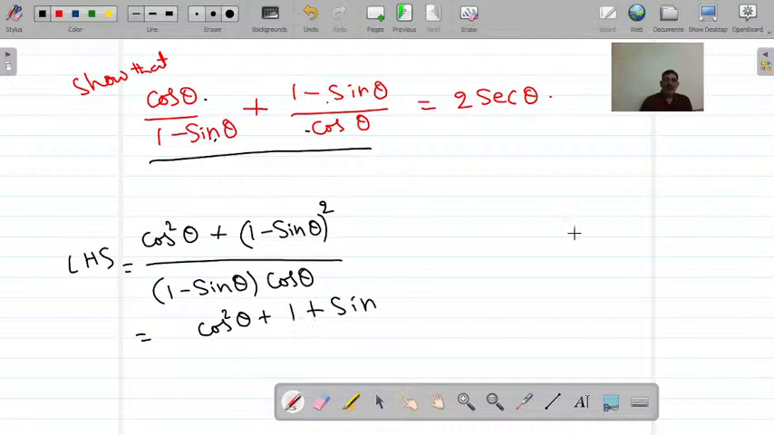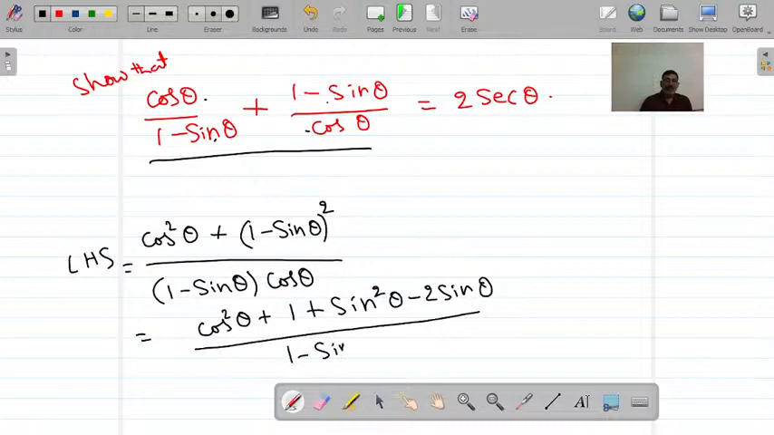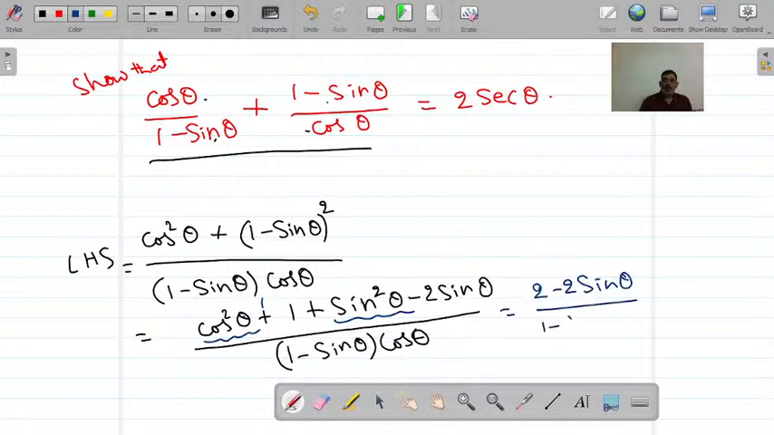Now it is cos square theta plus (1 minus sine theta) whole square. It is like (a minus b) whole square, which is a square plus b square minus 2ab. So 1 plus sine square theta minus 2 sine theta, by the denominator (1 minus sine theta) into cos theta. Now again you observe what identity you can use. We know that sine square theta plus cos square theta is 1. So 1 plus 1 is 2, giving 2 minus 2 sine theta by (1 minus sine theta) into cos theta.